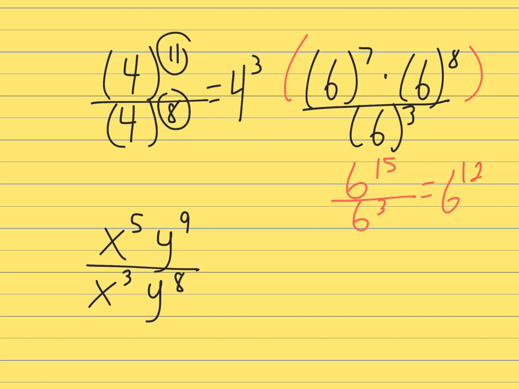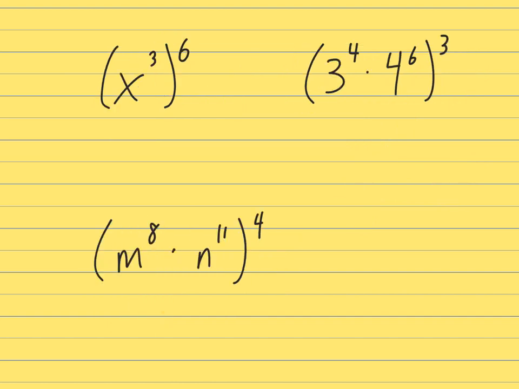Last one on this slide here. We have x's to deal with, and we have y's to deal with. We're going to deal with them separately. So x to the 5th over x to the 3rd is x to the 2nd, and y to the 9th over y to the 8th is y to the 1st power. 9 minus 8 is 1. So we could say x squared y to the 1st, or just x squared y, because y is the same as y to the 1st power.